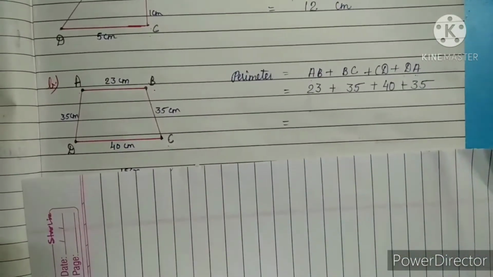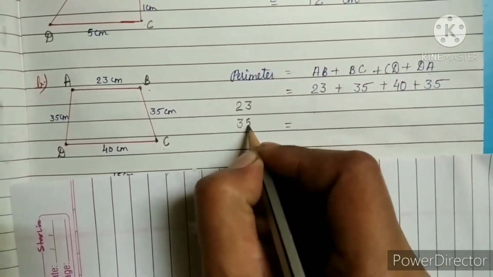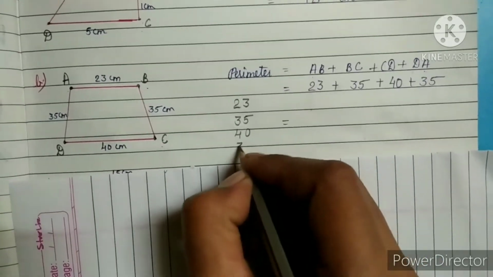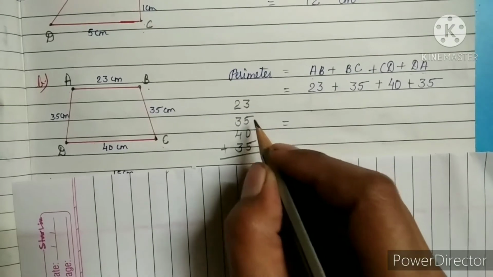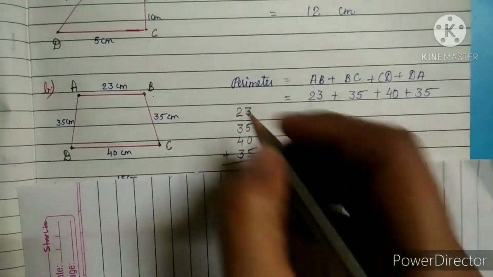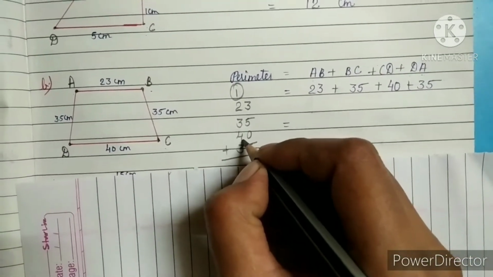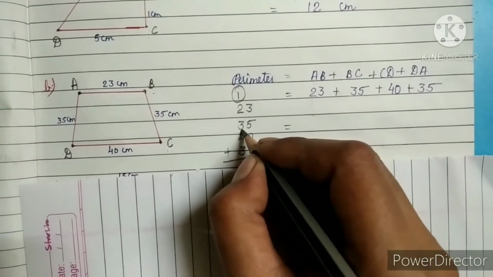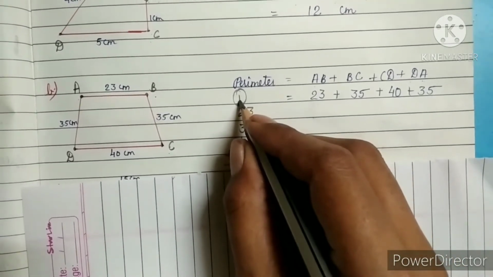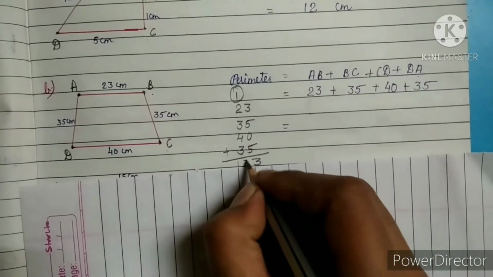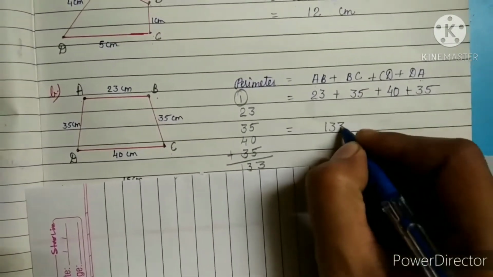Now simply we have to add them. Adding 23, 35, 40, 35. 5 plus 5 is 10. 10 plus 3 is 13. 3 is here, 1 on the carry. 3 plus 4 is 7. 7 plus 3 is 10. 10 plus 2 is 12. Plus 1, 13. So its answer is 133, and the unit will be centimeter.